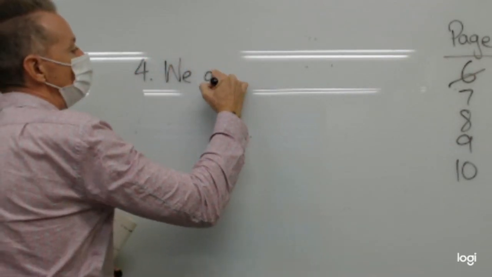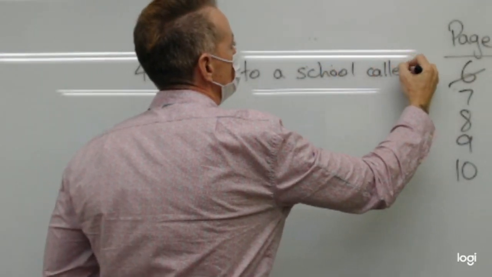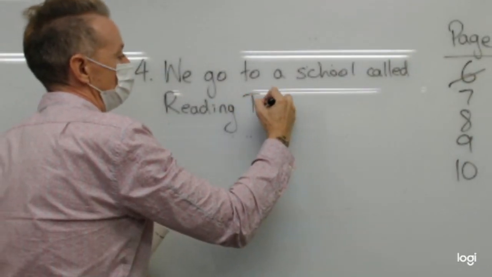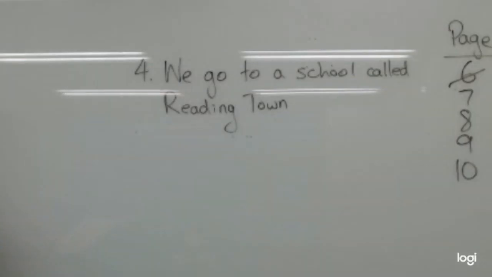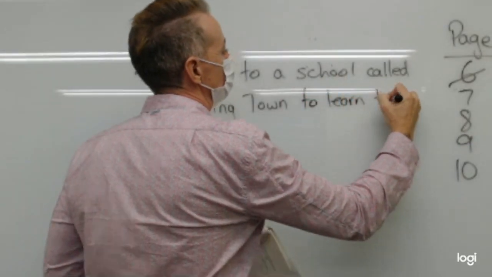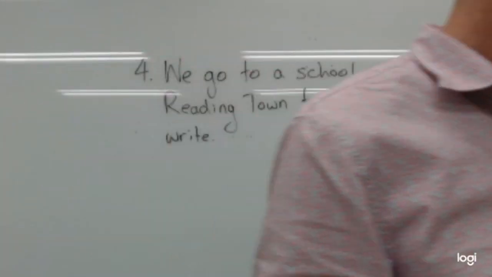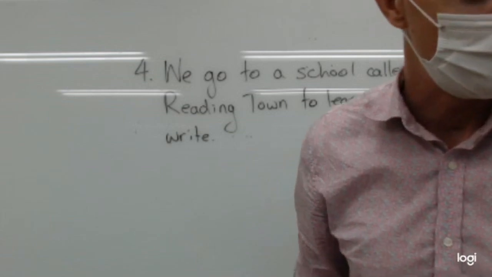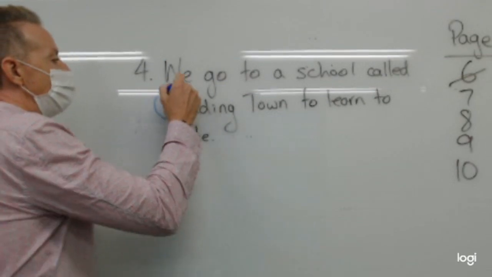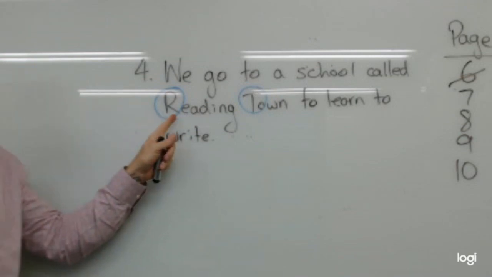Ellie, can you read, please? We go to a school called Reading Town. Now this one is a bit different because the name of the school is Reading Town. So you must have capital R, capital T. It's the name of a school. It has two names, Reading Town.